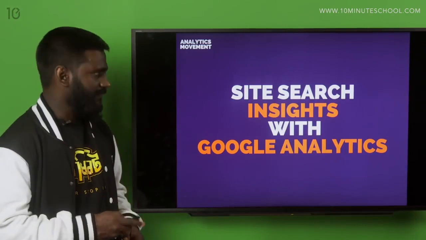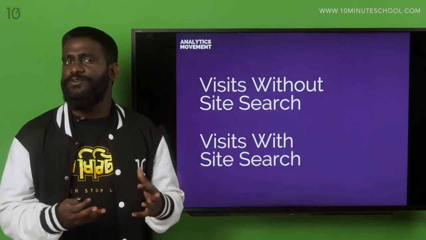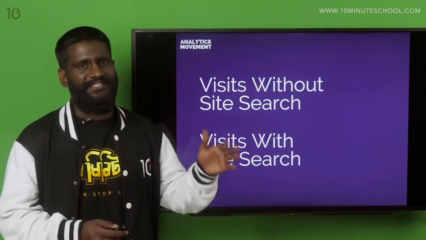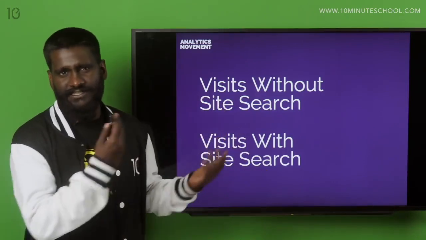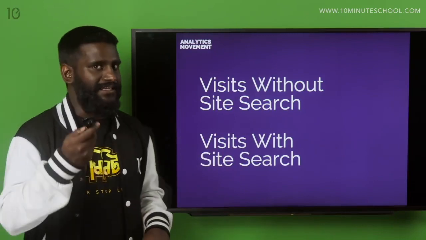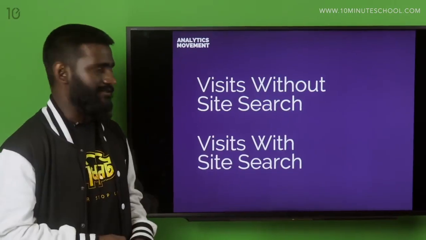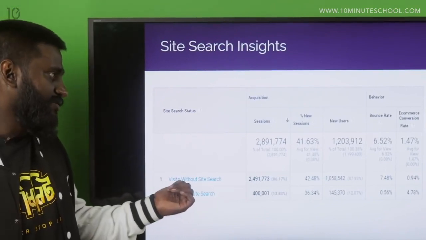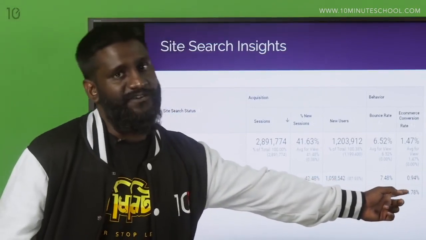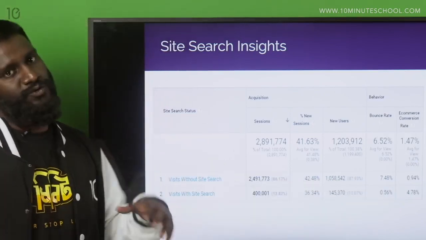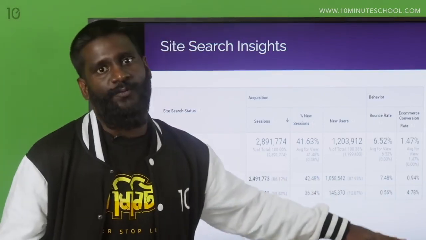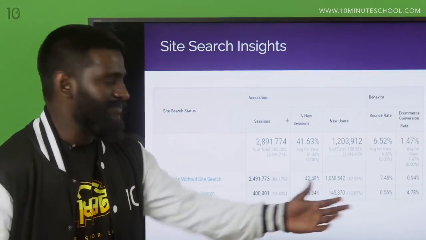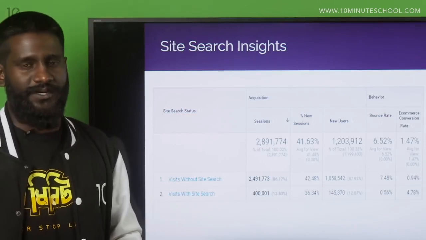Let's take a look. So primarily you can create two segments, and this is a standard report. You go to behavior, you go to site search, you have this usage. It's a standard report, but it has some good insights. Let's see. There you go. You see, people who did not use site search have a 0.94% conversion rate. But if you use site search, you have a 4.78. That's nuts. That's like 4 times more. These people have a higher probability to convert.